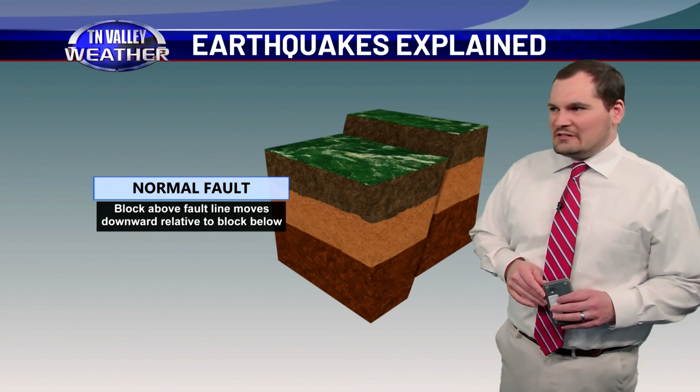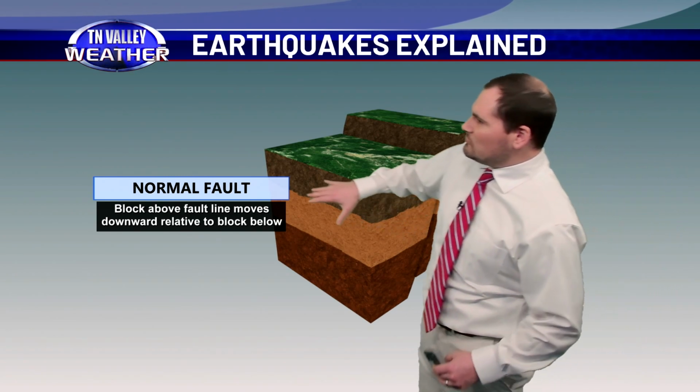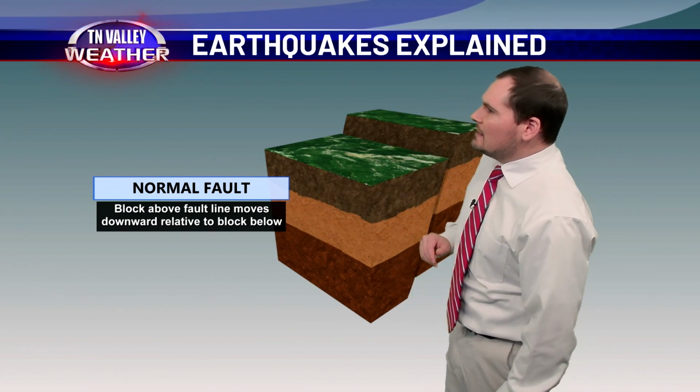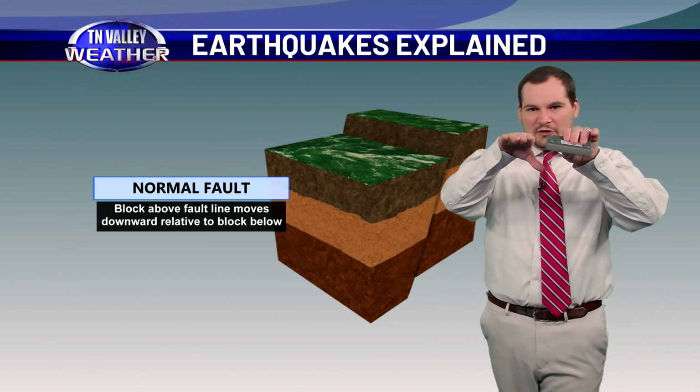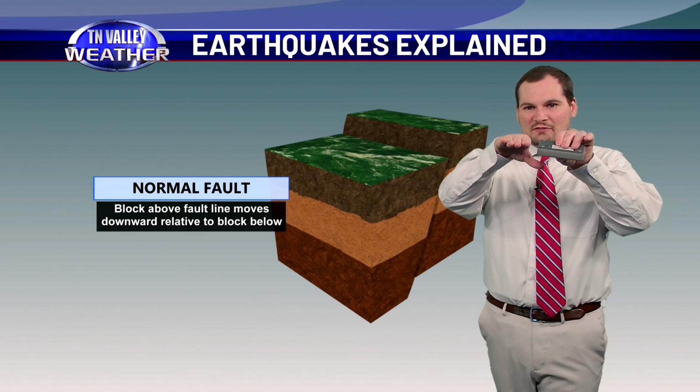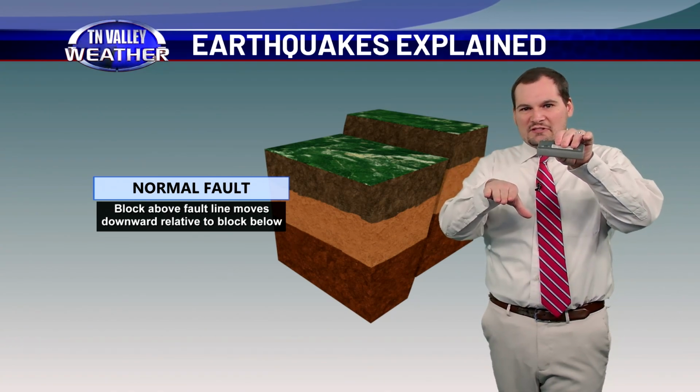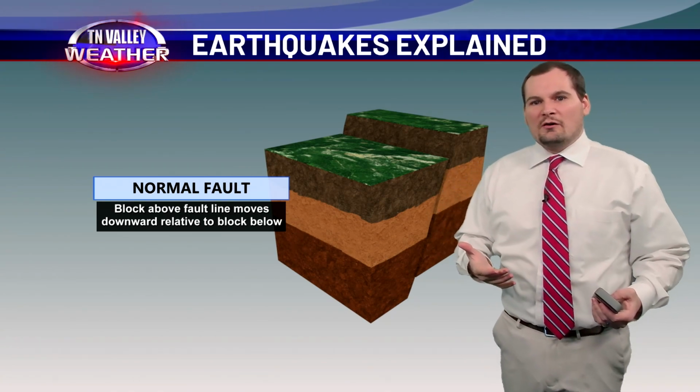This is the first one. It's called the normal fault, and this is where a block above the fault line moves downward relative to the block below. So in other words, if you're looking at it from the side angle, all of a sudden you get one that just kind of goes down, and so that's going to end up causing an earthquake.